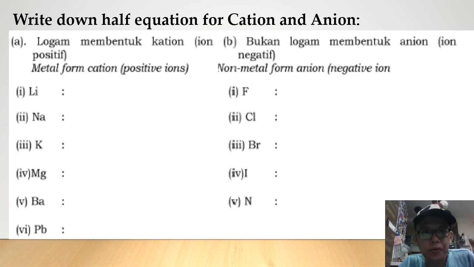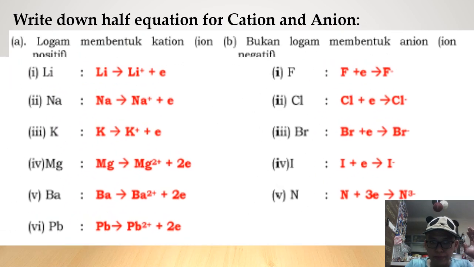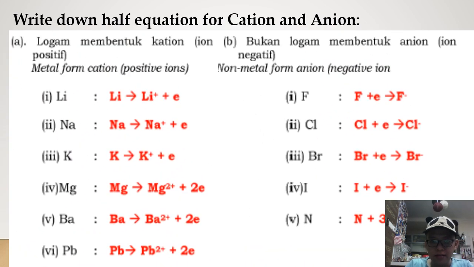Now we will learn how to write the half equation for cation and anion. For the lithium, you can see lithium metal. Lithium atom donate 1 electron, it will form lithium positive charge. So on with sodium atom donate 1 electron, it will form sodium positive charge. Then how about the negative charge ion?